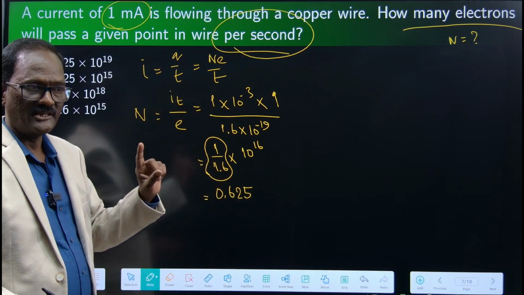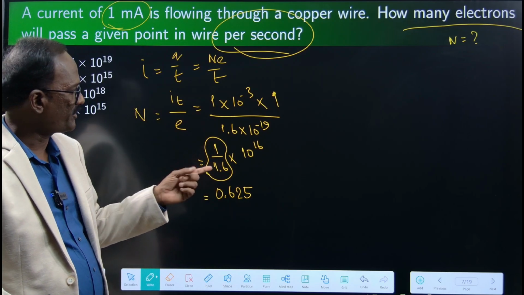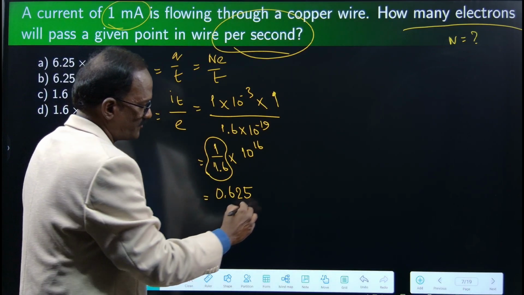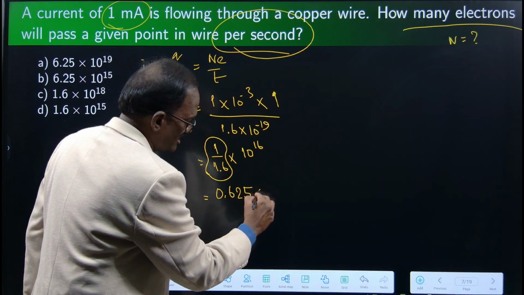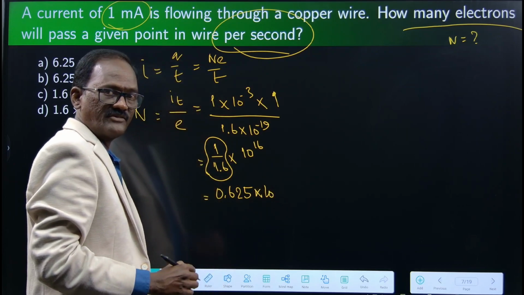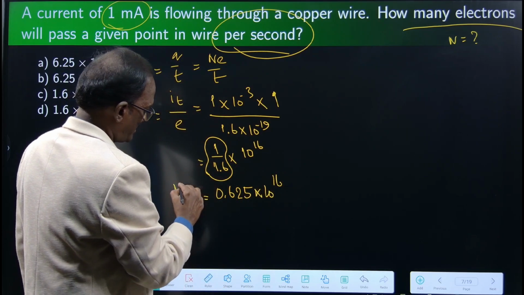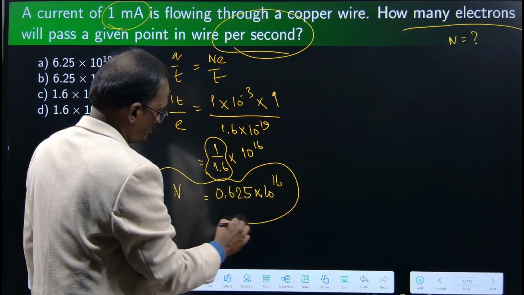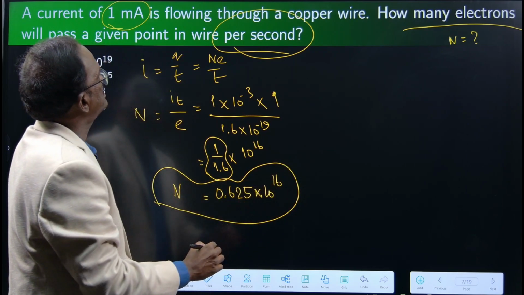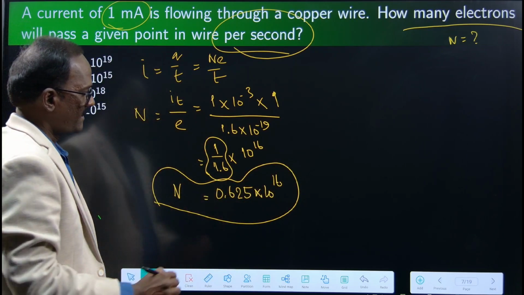So 1 by 1.6, the reciprocal, is 0.625. You have to remember this value. It will be needed frequently. 10 to the power 16. So the answer is the number of electrons. This much of electrons are flowing through the wire to constitute 1 milliampere.